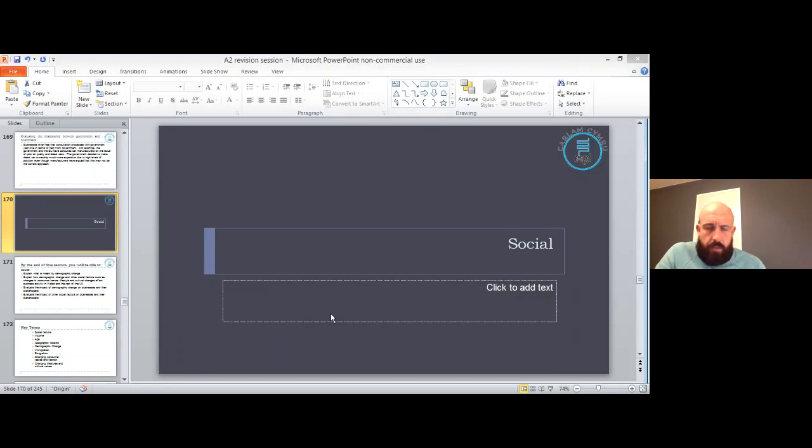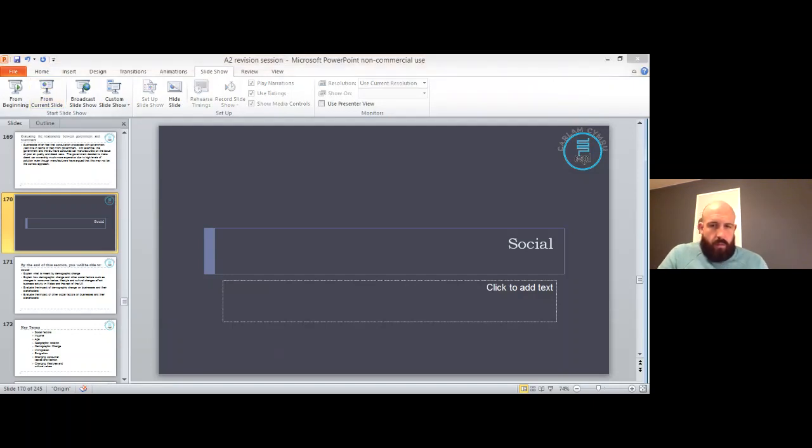We were halfway through the PEST. We've done political and economic, and now we're moving on to social and technological. Like I said, we are looking at social. In this section we're looking at some key terms: demographics, cultures, lifestyles, consumer tastes, and what the impacts of those are on businesses. These are the key terms involved in what we're looking at today.